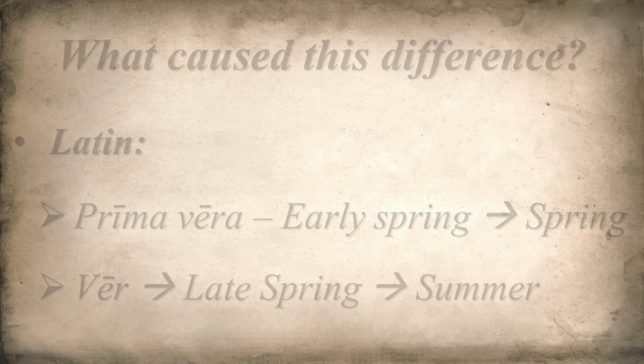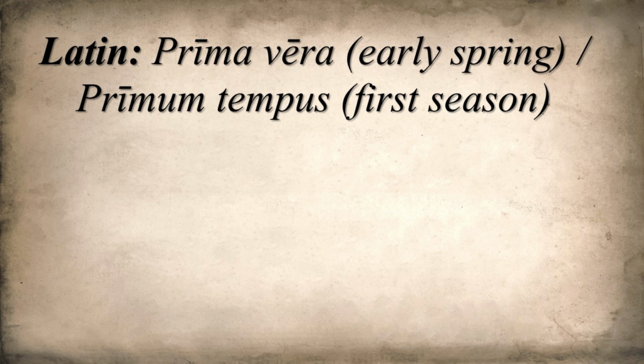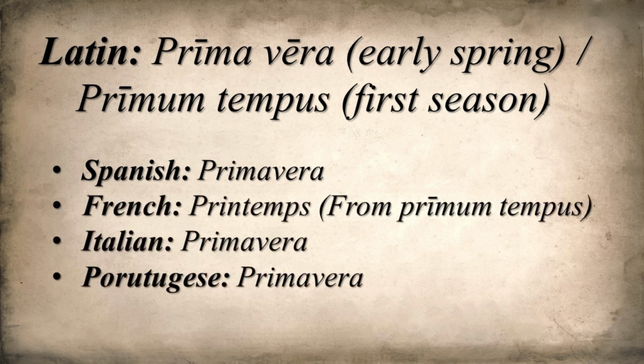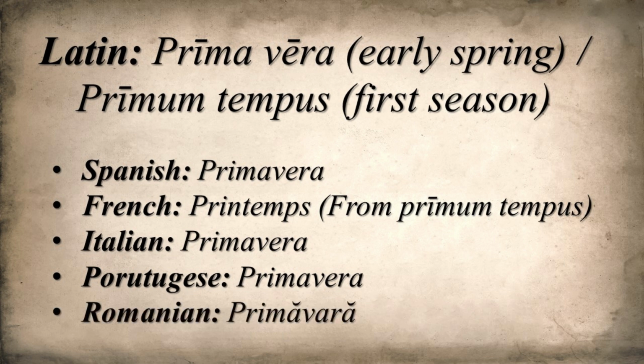In fact, the influence of primavera and the somewhat related primum tempus, first season, was so great that the word for spring is relatively united among the Romance languages in this way. We have the Spanish primavera, the French printemps, the Italian primavera, the Portuguese primavera, and the Romanian primavera. From that list, we can see that it even supplanted ver in languages like French and Italian, which had already kept the old word for summer.